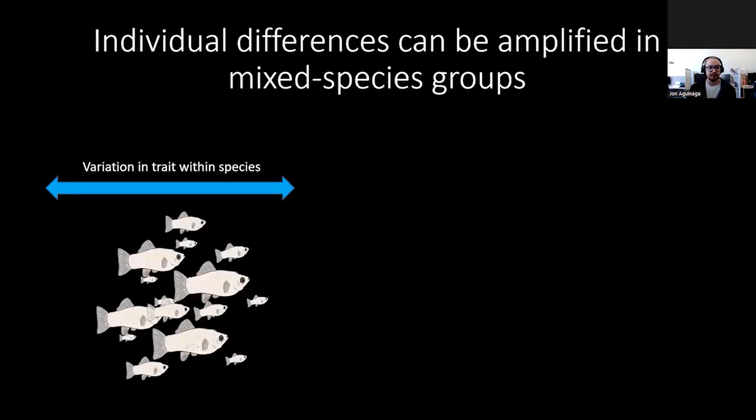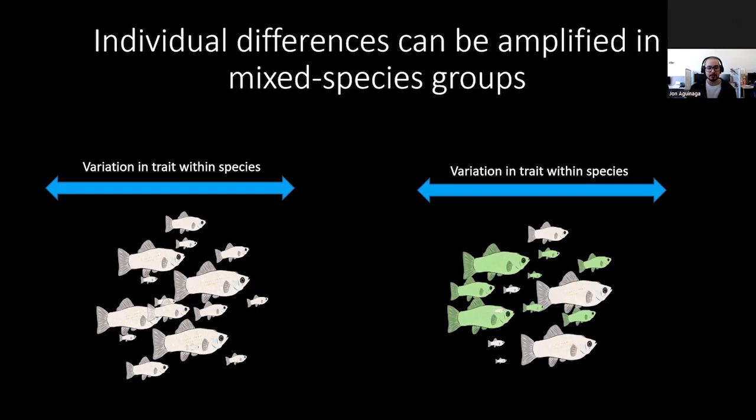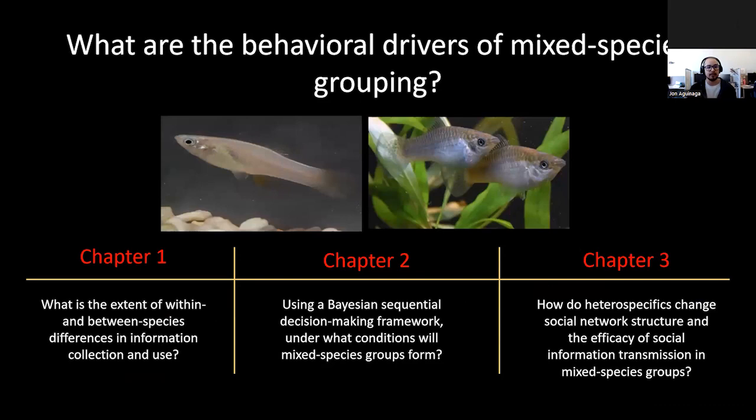And the interesting thing about mixed species groups is that there are axes of trait variation. So when you consider a single species group, you have variation in the trait along a single axis. And this might be representative of differences in age, body size, or morphology. But when you consider mixed species groups, you now have this variation within a trait, within a species, but also between a species. So part of my dissertation work is to understand what are the behavioral drivers of mixed species grouping? How do these behavioral variation influence why mixed species groups form in the first place?